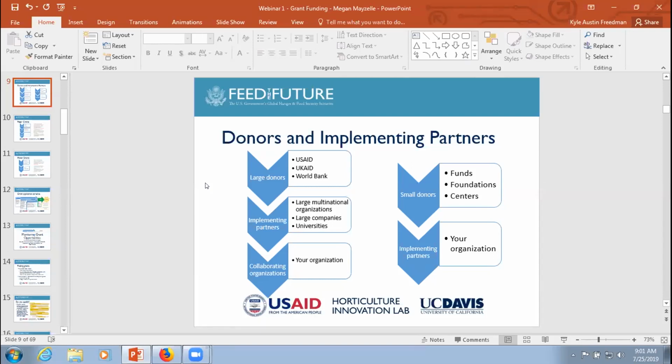Oftentimes universities can get in on this. Corporate social responsibility is getting really big. Organizations like TechnoServe, they're going to probably win. An individual, I would say, look toward those small donors.